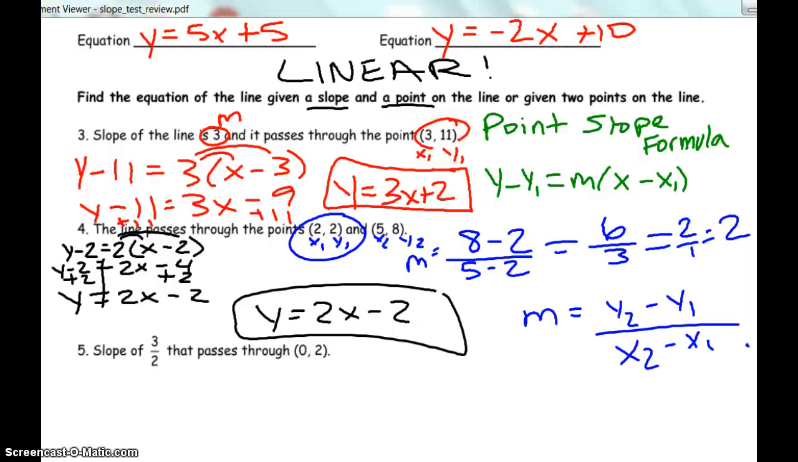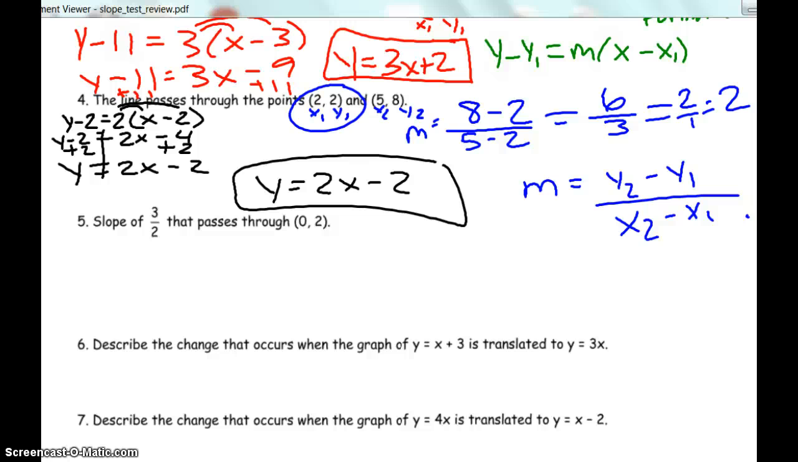Okay, so this is a continuation of the test review, and we're starting on number 5. This says we have a slope of 3/2 and it passes through the point (0, 2). Anytime something passes through 0, that lets us know it is one of our intercepts. If x is 0, it will be our y-intercept. So the y-intercept, or the b value, equals 2. And considering our m value is the slope, we have m equals 3/2.